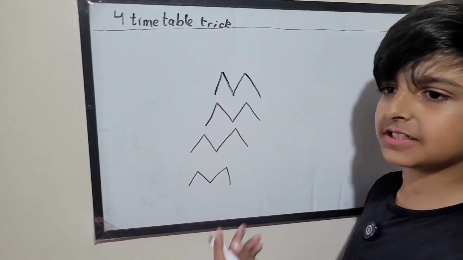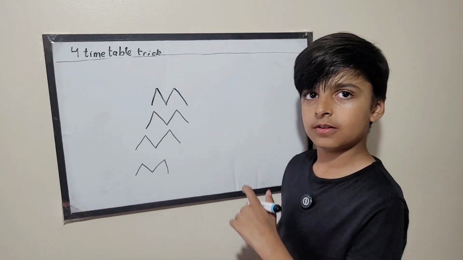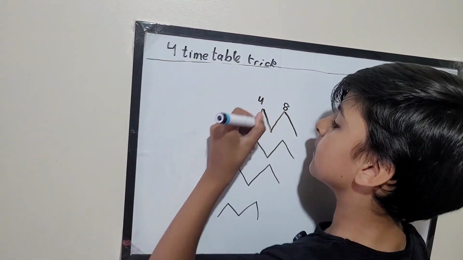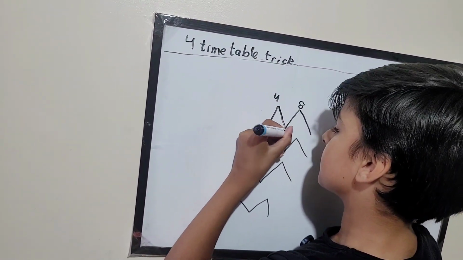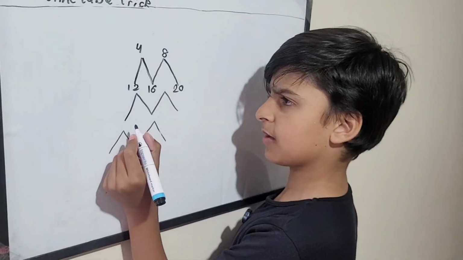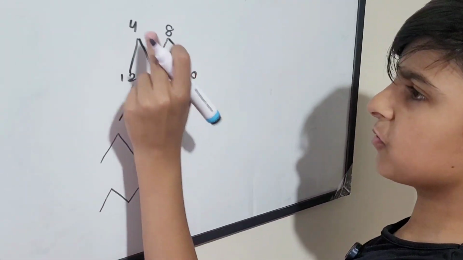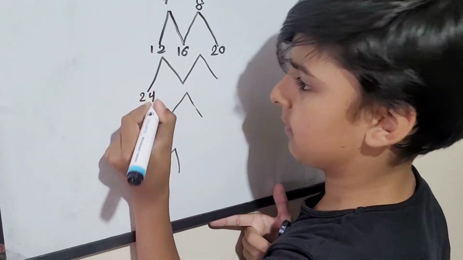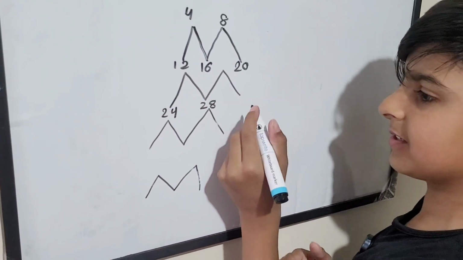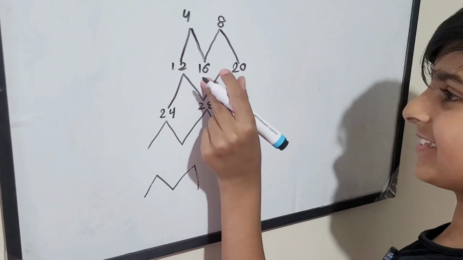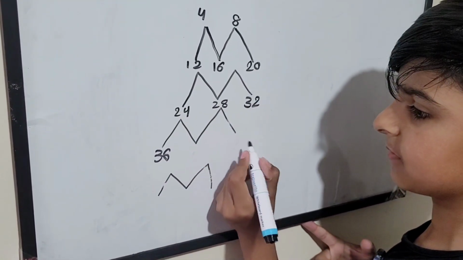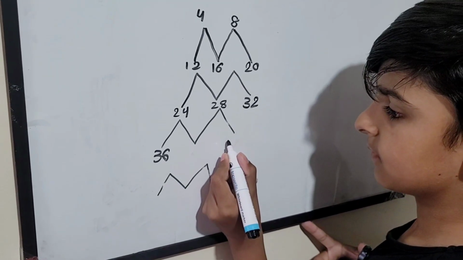So first, all you need to know is your 4 times table up to 5. So like 4, 8, 12, 16, 20. Now this is all you need to know. Now you need to add 4 to 20, which gives you 24. 8 to 20, 28. 12 and 20, 32. 16 and 20, 36. And 20 and 20, which will give you 40.